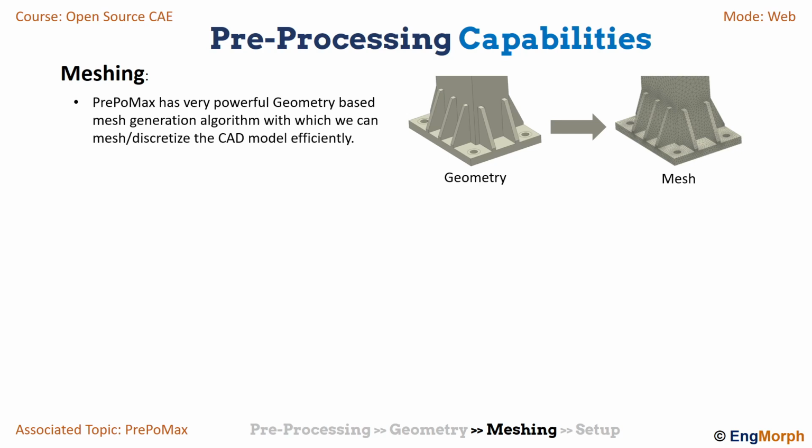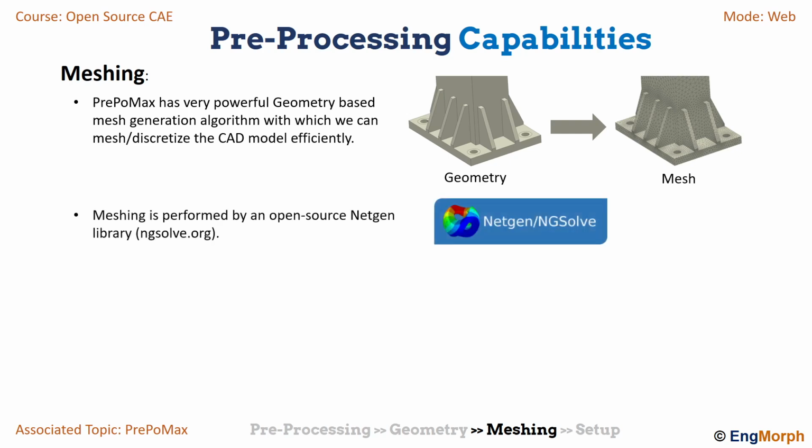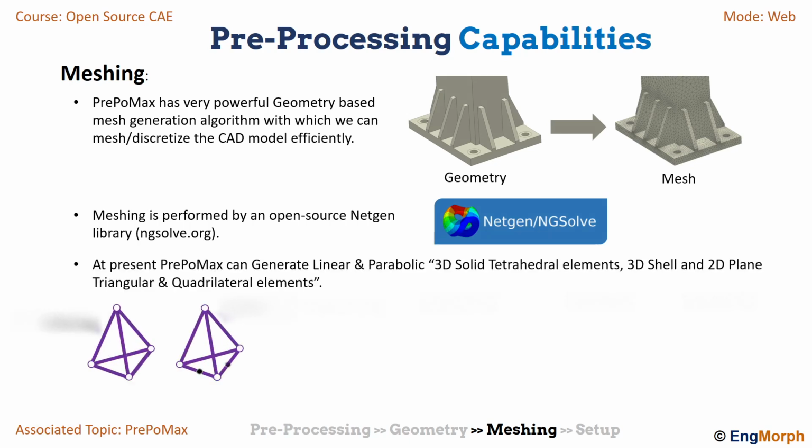Now, let's see the meshing capabilities of PrePoMax. PrePoMax has a very powerful geometry-based mesh generation algorithm with which we can mesh or discretize the CAD model most efficiently. Here, meshing is performed by the open source NetGen library. For more information, visit ngsolve.org.